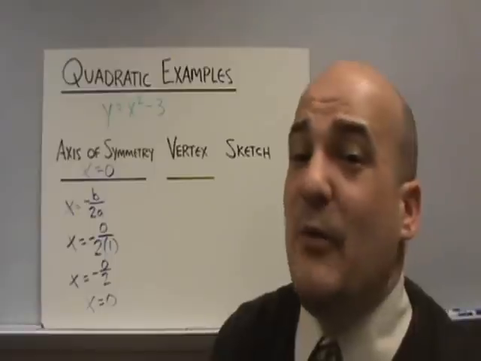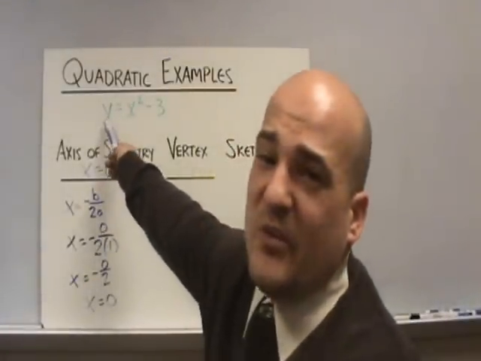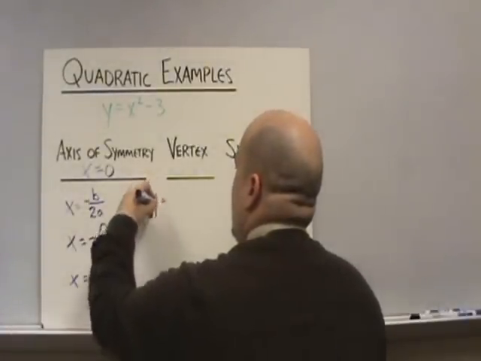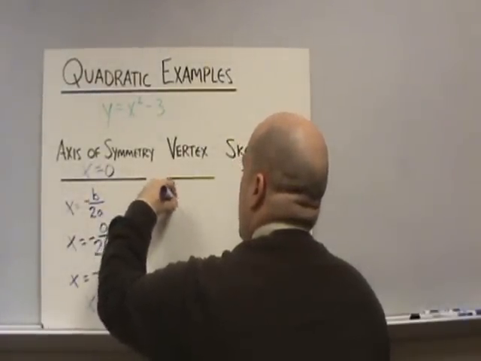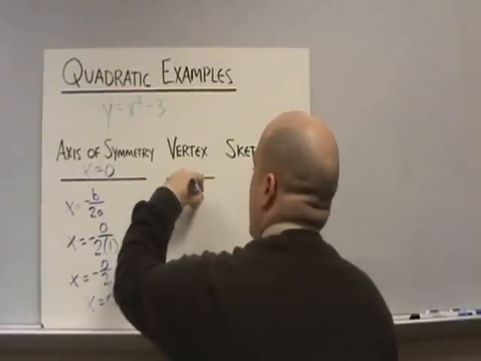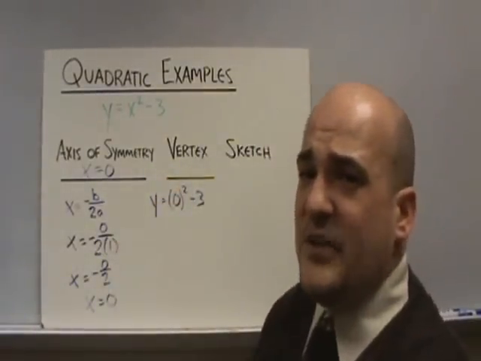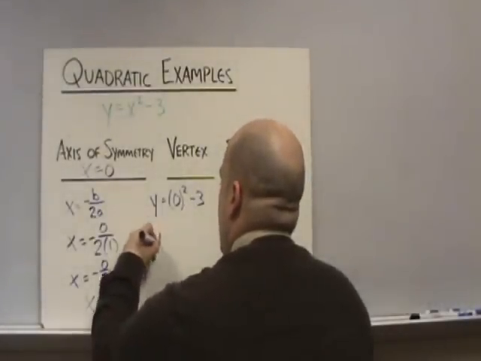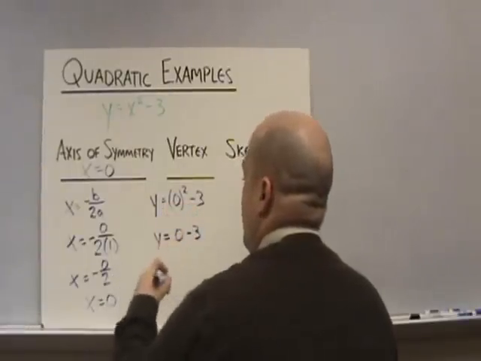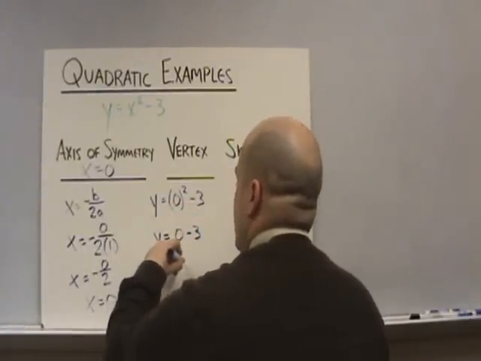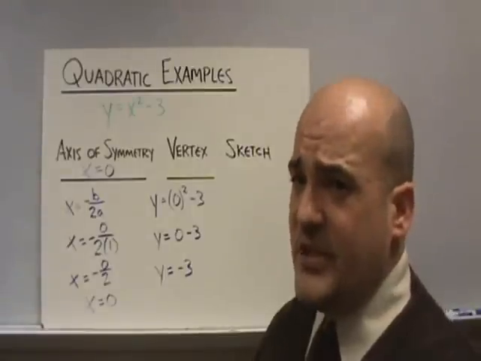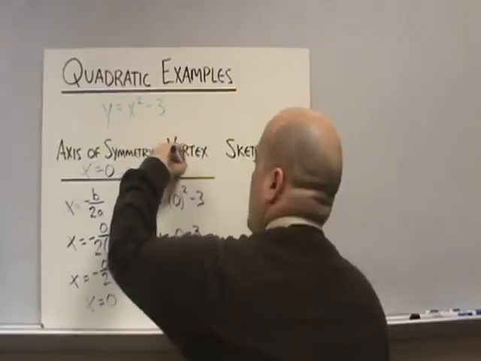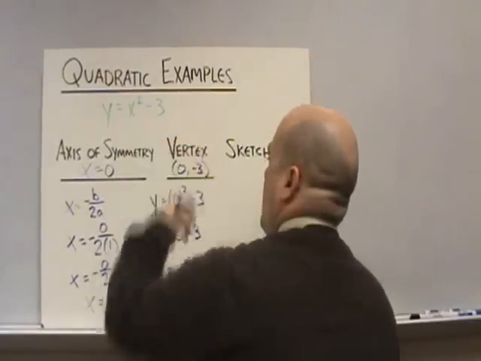Easy enough. Now we know the x value, x equals 0, but we also want to find that y value. So we need to solve for y. We get y equals 0 squared minus 3. This one's pretty easy to do in your head. Even I can do this one. So 0 times 0 is, of course, 0. So we get y equals 0 minus 3, and 0 minus 3 is just negative 3. So now we have an x value and a y value. So we know that our vertex is 0, comma, negative 3.